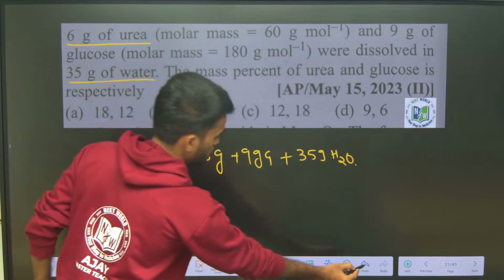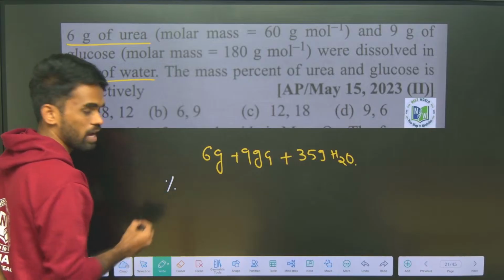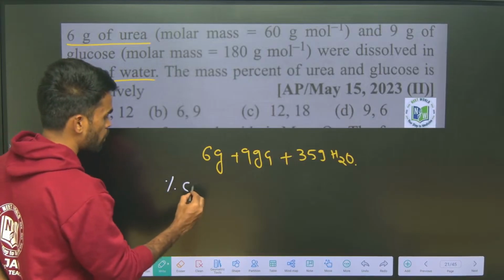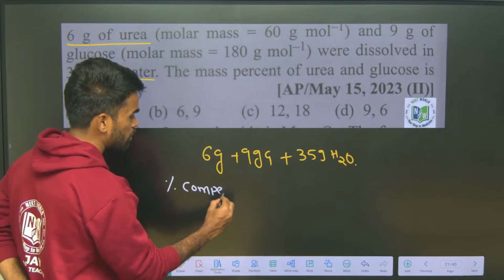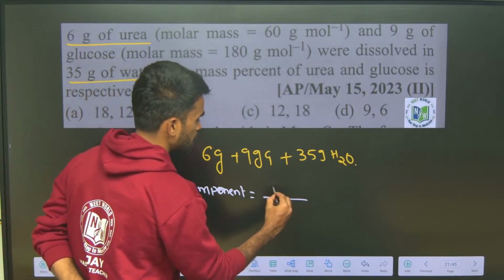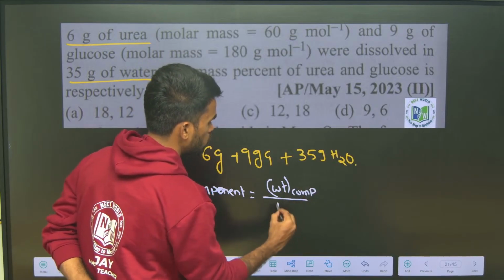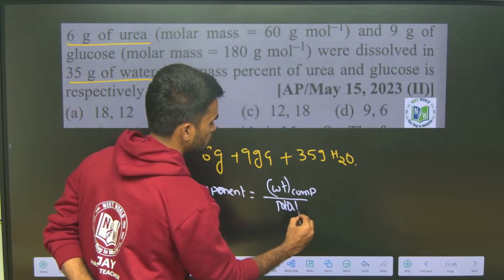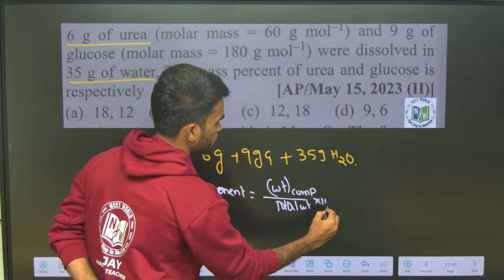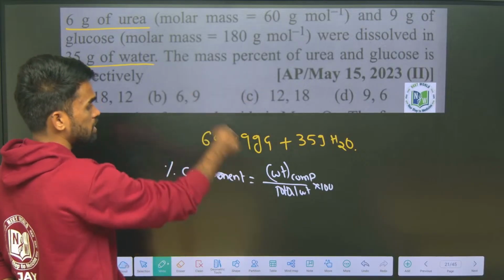Percentage of composition. See, if they ask the percentage of composition of a particular substance, the percentage of a component, it is very simple, you can solve this very easily. Just look at here. If they ask for a component, take the weight of that component by total weight into 100. Okay, so look at here, they are asking percentage of urea in this mixture.